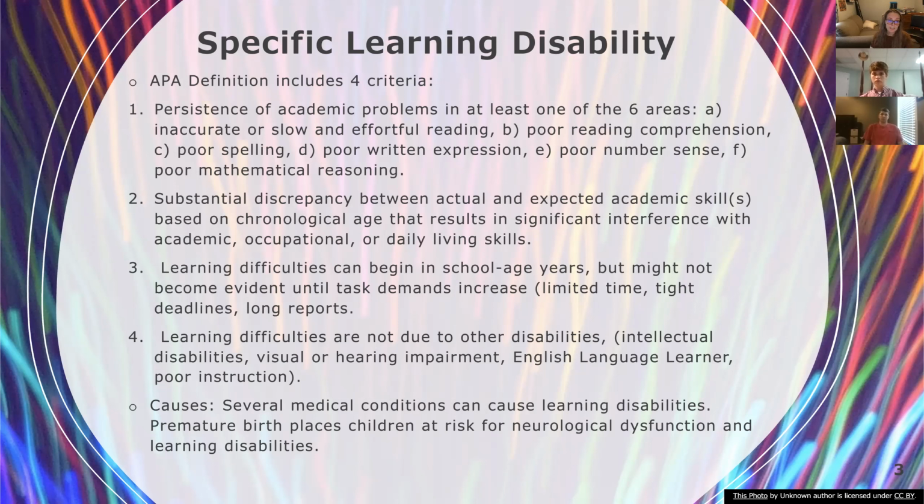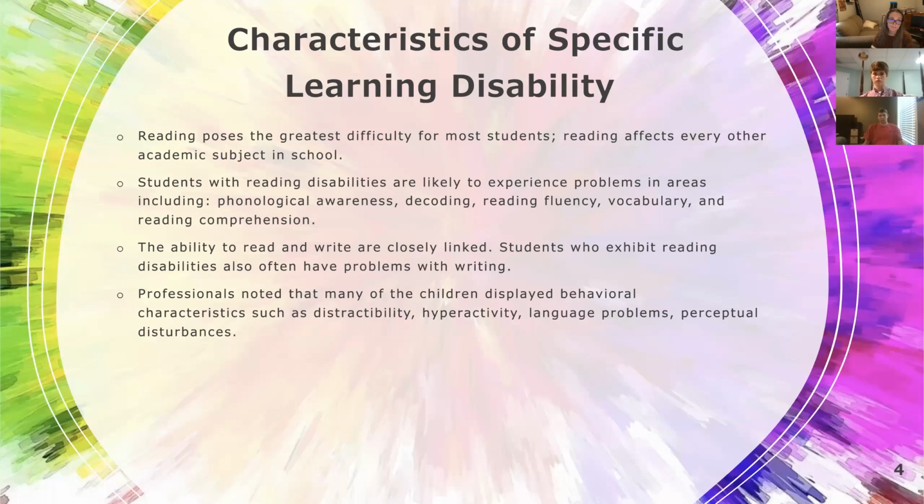The last criteria is that learning difficulties are not due to other disabilities. These could include intellectual disabilities, visual or hearing impairment, English language learner, or poor instruction. There are many causes of specific learning disability, but the one that we feel pertains to this case is that several medical conditions can cause learning disabilities. For example, premature birth places children at risk for neurological dysfunction and learning disabilities.